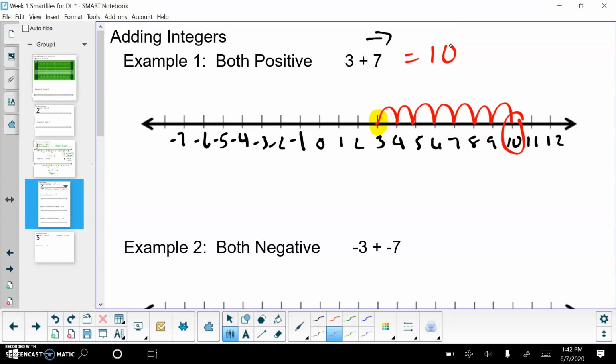And the number line helps you to know where you start. And then the second number will help you to know whether you're going to go to the right or to the left. If it's a positive number, you go to the right. If it's a negative number, go to the left.